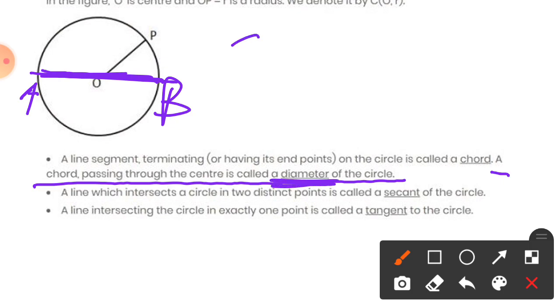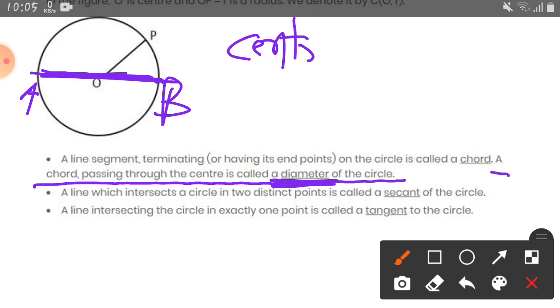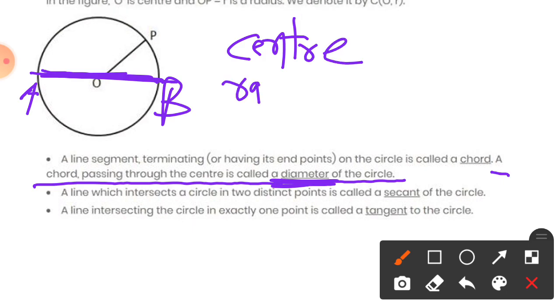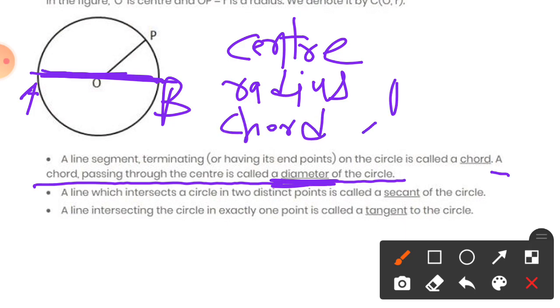The first we discussed is the center, then the radius, then the chord, and lastly the diameter. These are the parts of the circle. Correct, students? Please keep in mind what the center is, how we find the radius, what a chord is, and what a diameter is. Please remember the theoretical concept of these terms.